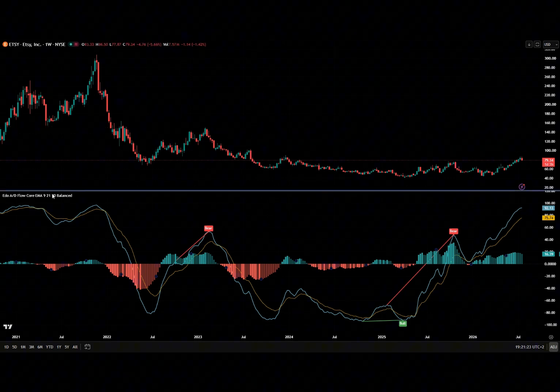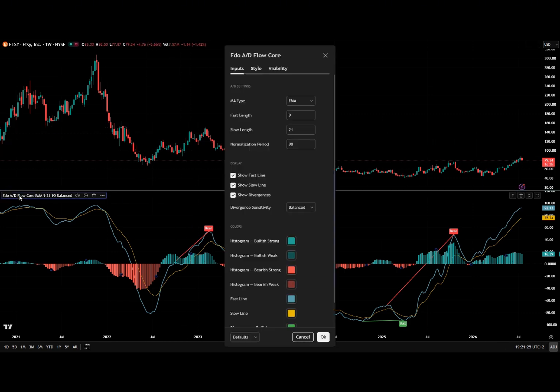Let's open the settings and go through them. The first block sets how the flow is smoothed, exponential or simple, with 9 and 21 periods by default. Below them sits the normalization period, 90 by default. That is the window the scale is measured against. Make it shorter and the readings become more sensitive to the recent range. Make it longer and you get a slower, wider context.